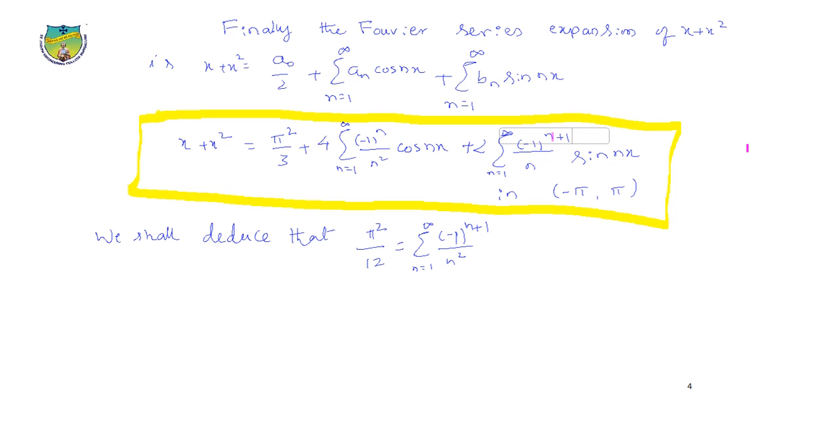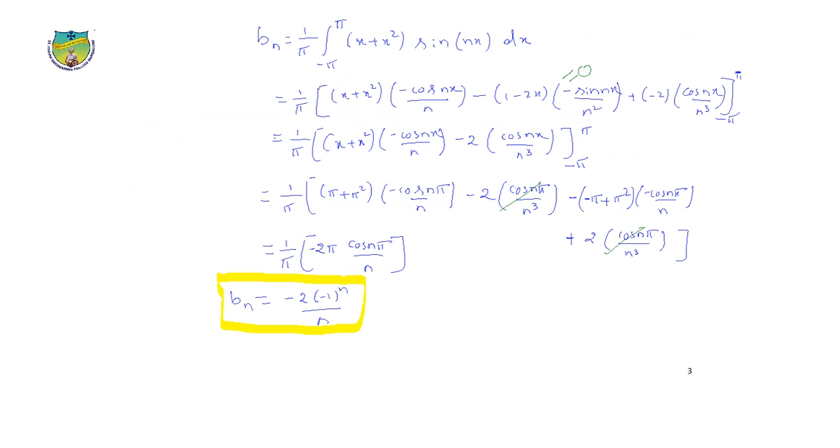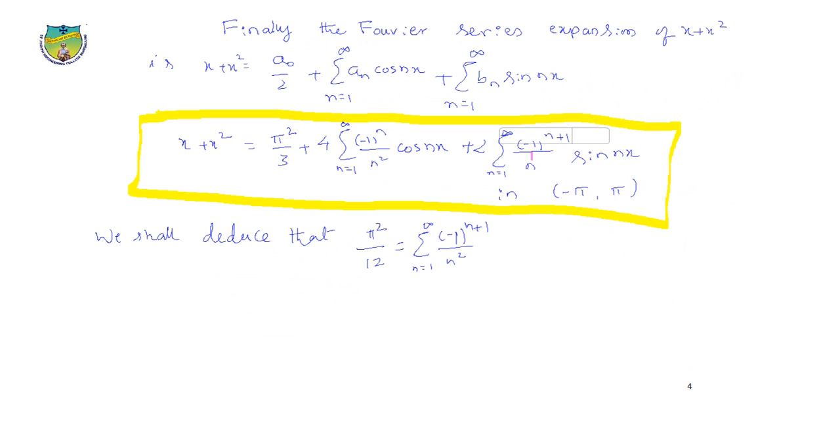Bn is (-1)^(n+1)/n sin nx. Just now we have got the Bn value, (-1)^n into -1, that is (-1)^(n+1) into 2 divided by n. Therefore, Bn is (-1)^(n+1) into 2 divided by n sin nx. Now we shall deduce this one, pi square by 12 equal to something.